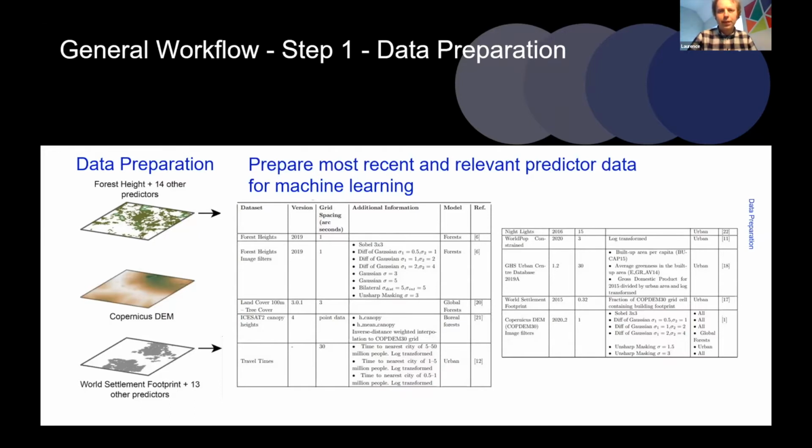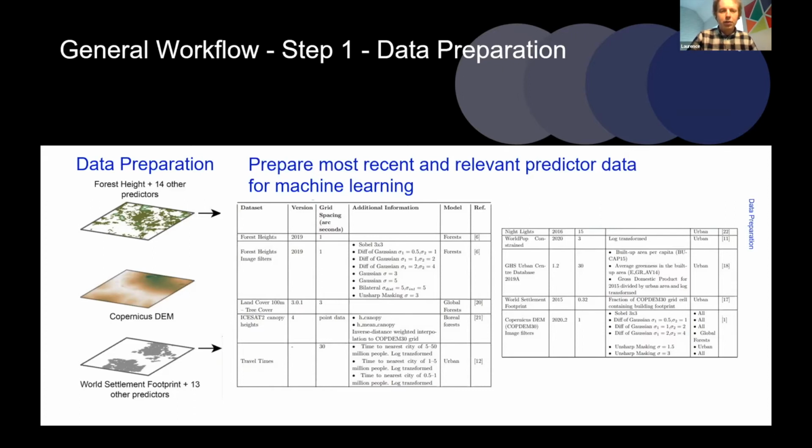So we did a trawl of the literature and the latest data sets out there, and we came up with this set. So, for instance, we have forest heights. This table here, which is based on GEDI, which is a LiDAR program from the International Space Station. We have ICESat, we have land cover, and then for buildings, we have lots of different things, from night lights to population data, built-up areas, settlement footprints.